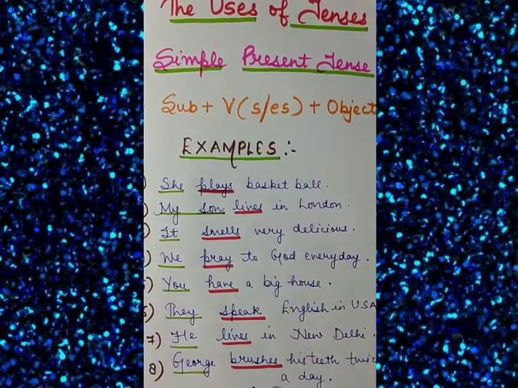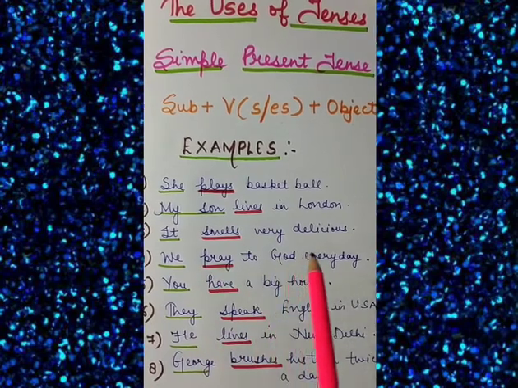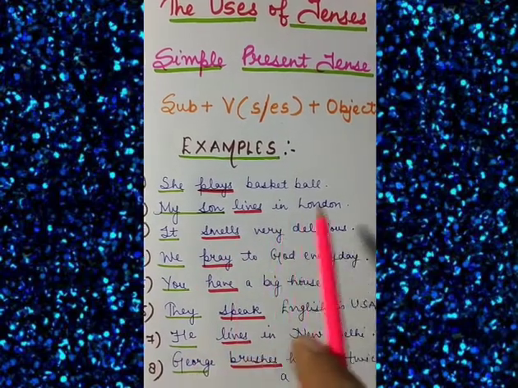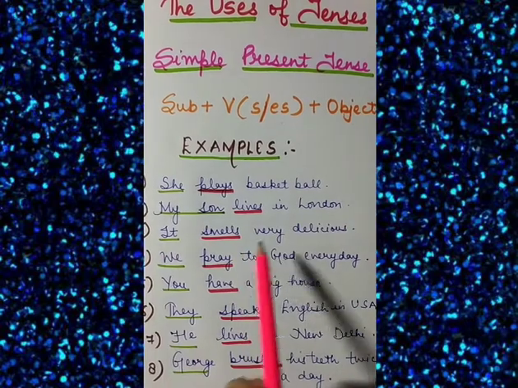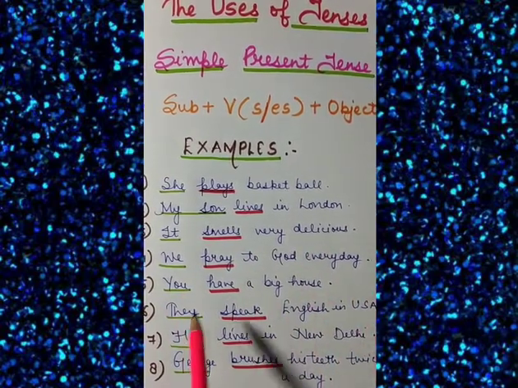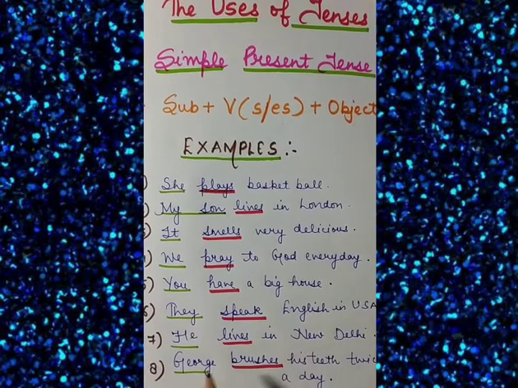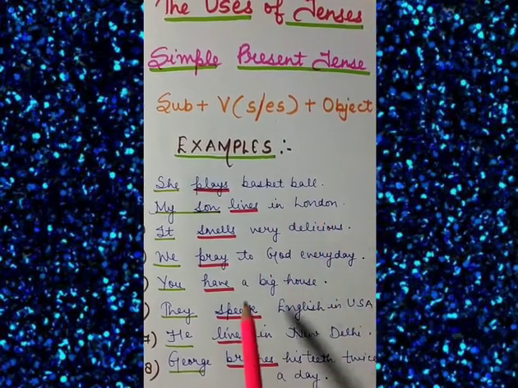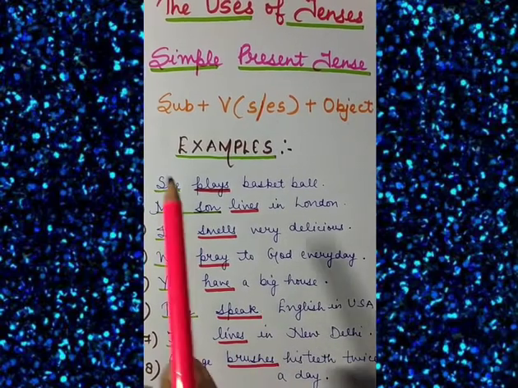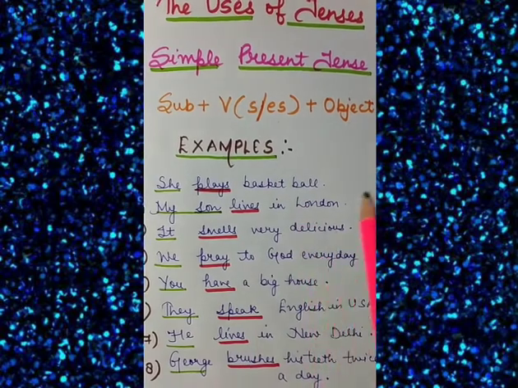Here are some more examples with subject plus verb s or es plus object. My son lives in London. It smells very delicious. We pray to God every day. You have a big house. She speaks English in USA. He lives in New Delhi. George brushes his teeth twice a day. In all these examples we have used subject plus first form of the verb s or es plus object.